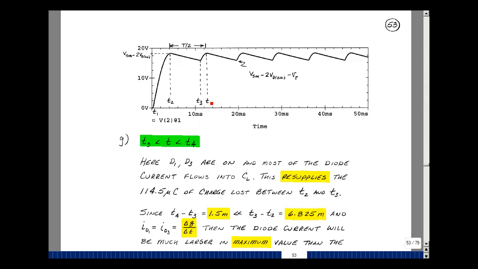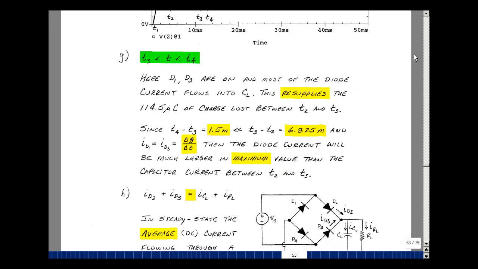The interval here, T4 minus T3, is pretty short. It's actually about 1.5 milliseconds, compared to T3 minus T2, which is 6.82 milliseconds. So we have much less time to replace the charge than when we supplied it. And current in general is the change in charge per change in time. In a short interval of time, we're going to see a surge in current.